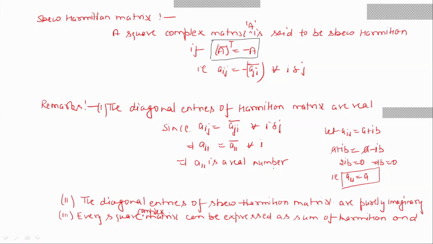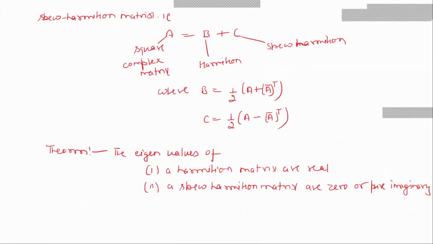Every square complex matrix can be expressed as a sum of a Hermitian and a skew Hermitian matrix, like a real square matrix can be expressed as the sum of a symmetric and a skew symmetric matrix. The square complex matrix can be written as the sum of a Hermitian matrix B, which is 1 by 2 of A plus A conjugate transpose, and a skew Hermitian matrix C, which is 1 by 2 of A minus A conjugate transpose.